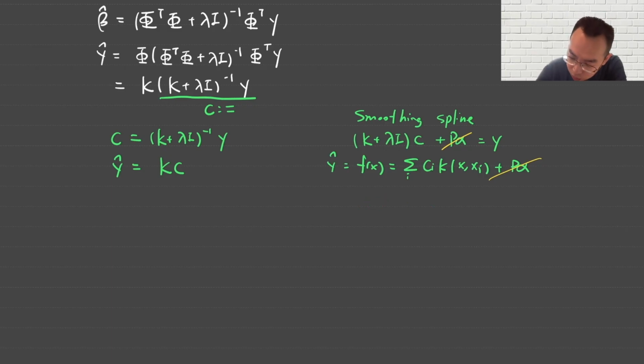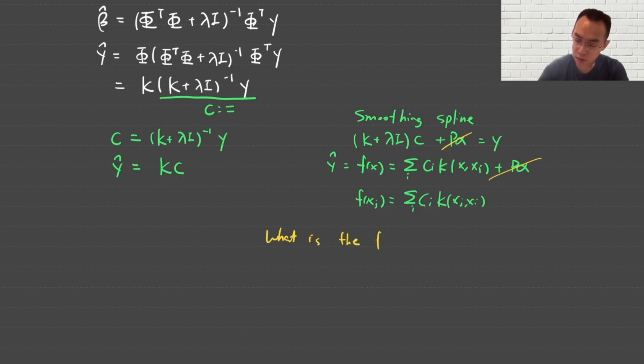So if we take one particular point, f of x_j, that gives us exactly the sum over i of c_i k(x_j, x_i). This is the same as one of the rows in K multiplied by the vector C, right? So these two are the same. Okay, now we see that our smoothing spline is exactly the same as kernel ridge regression on the feature space. But here, a natural question is: what is the feature map for the smoothing spline?